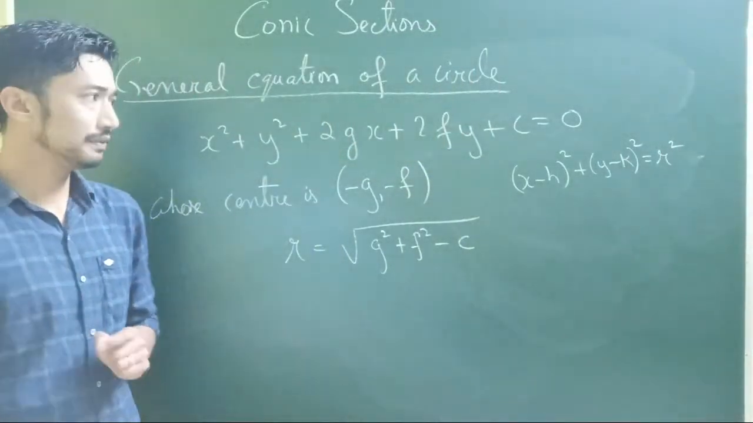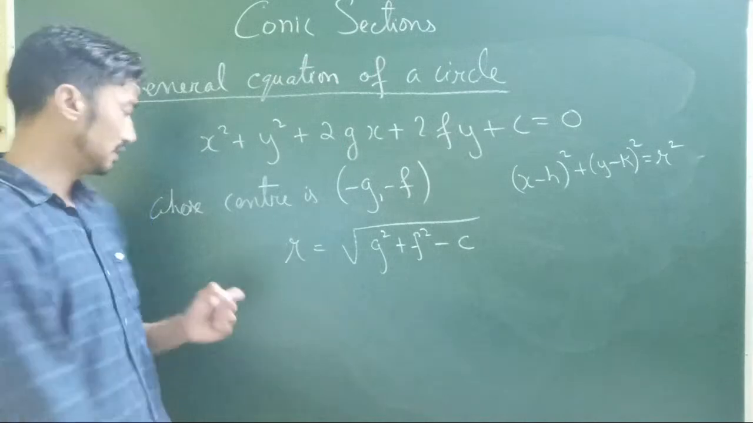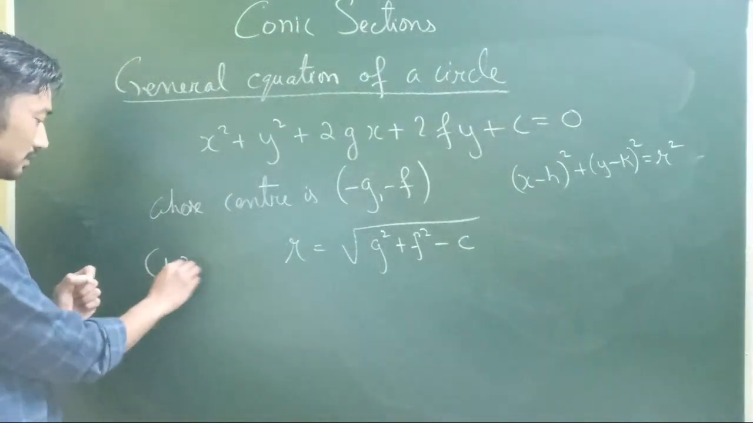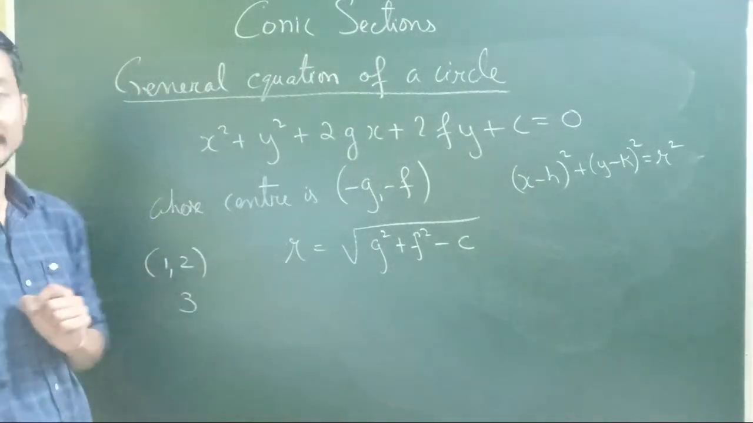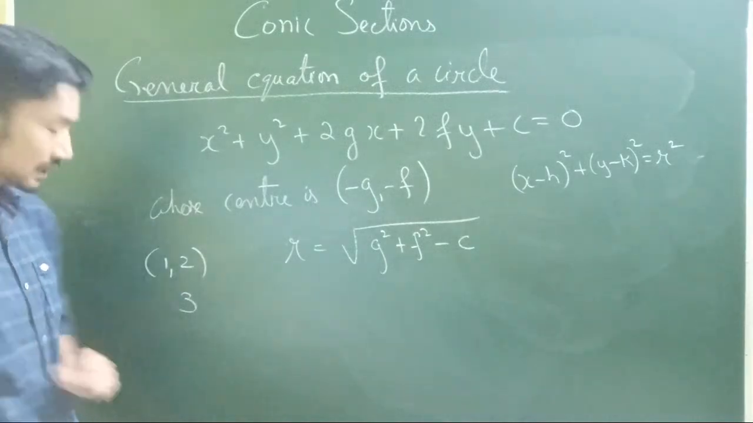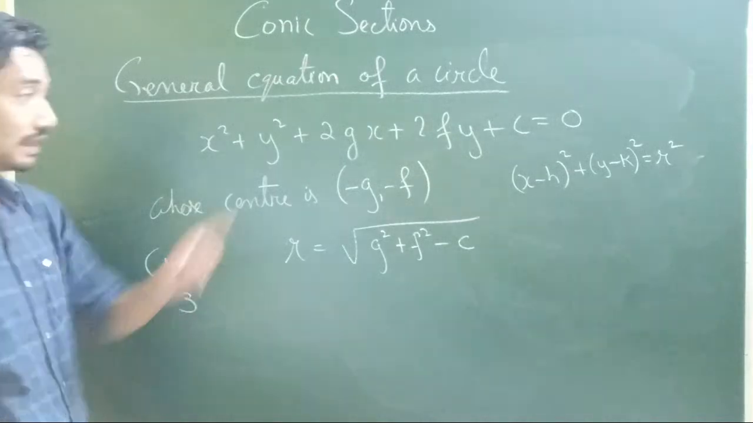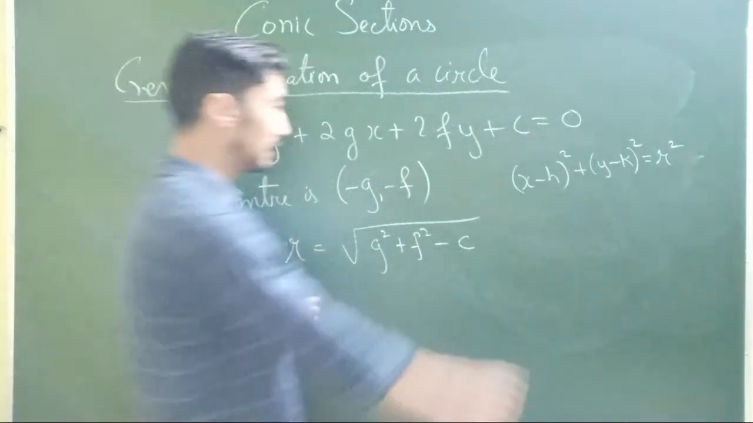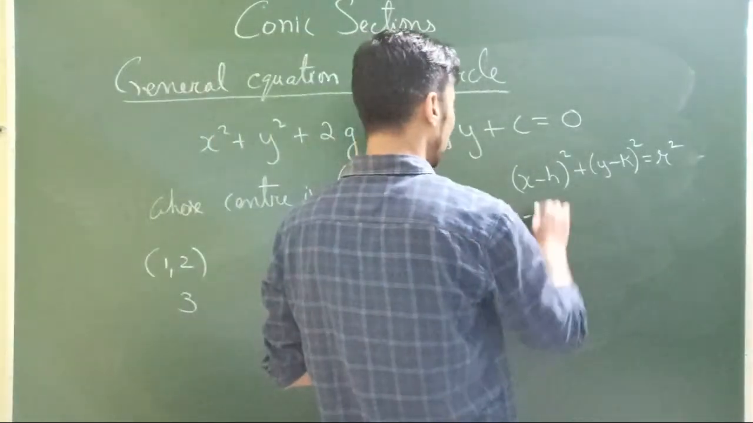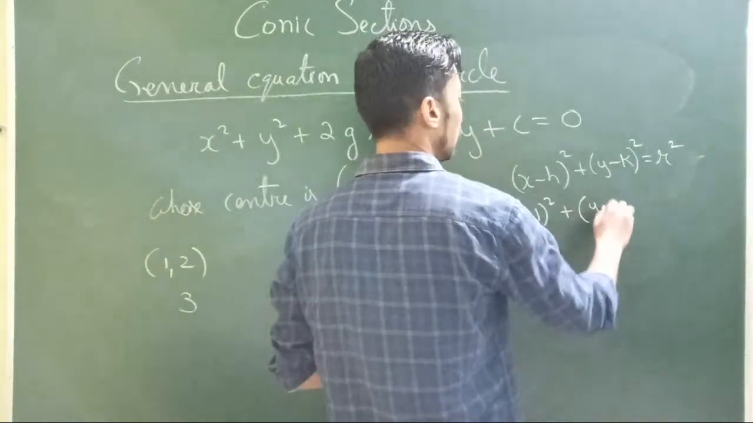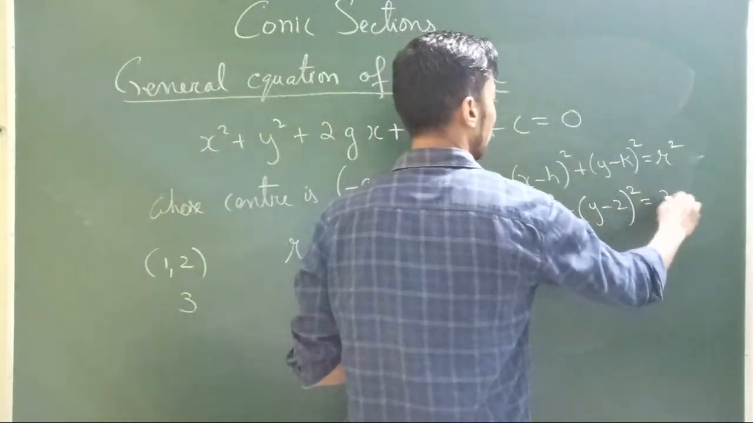Now, if the center was, let's say, (1, 2) and radius, let's say, 3, I'll just take some small numbers. So if the center (h, k) was (1, 2) and radius was 3, then how will this equation look? Then in that case, it's going to be (x minus 1) whole square plus (y minus 2) whole square is equal to 3 square.